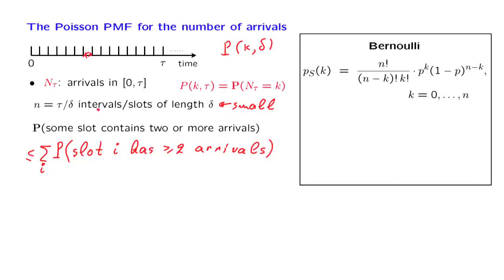i ranges over the different slots, and we have tau over delta slots, so there are so many terms being summed. Now, during any particular slot, the probability of 2 or more arrivals is of order delta squared, according to the definition of the Poisson process, and this quantity converges to 0 when we let delta become smaller and smaller. So this means that the discrepancy between the Poisson and the Bernoulli model, which was due to the possibility that we might get 2 or more arrivals during one of those slots, is something that happens with negligible probability.